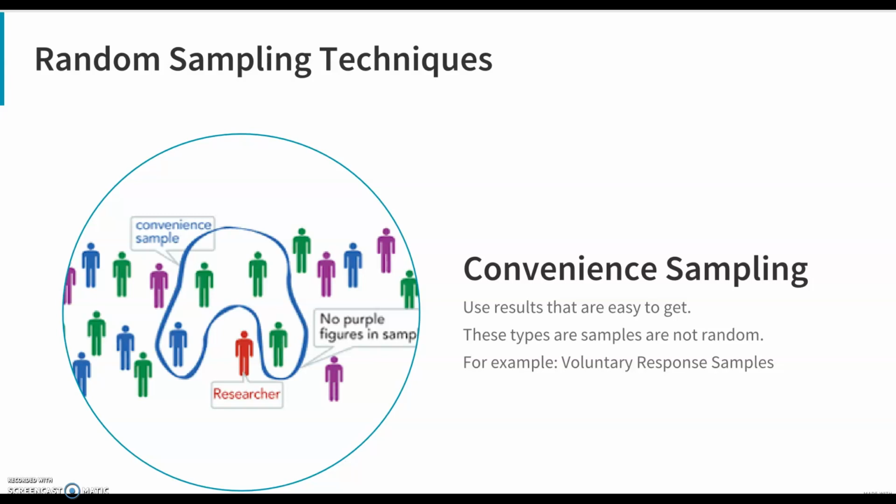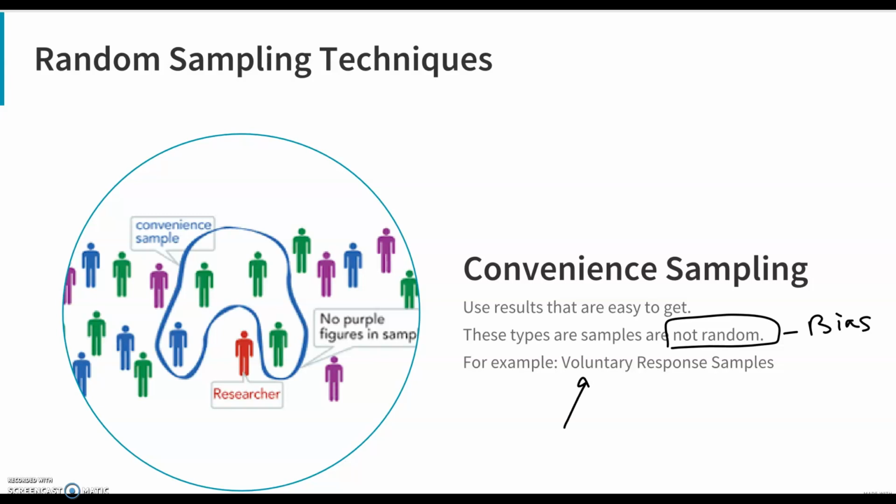Okay, convenient sampling. It uses results that are easy or convenient to get. These samples are not random. A really good example is a voluntary response sample. So since it's not random, that means that there's bias in your sample. Now if you notice over here, here's your researcher, and he's just going to ask the people that are closest to him.